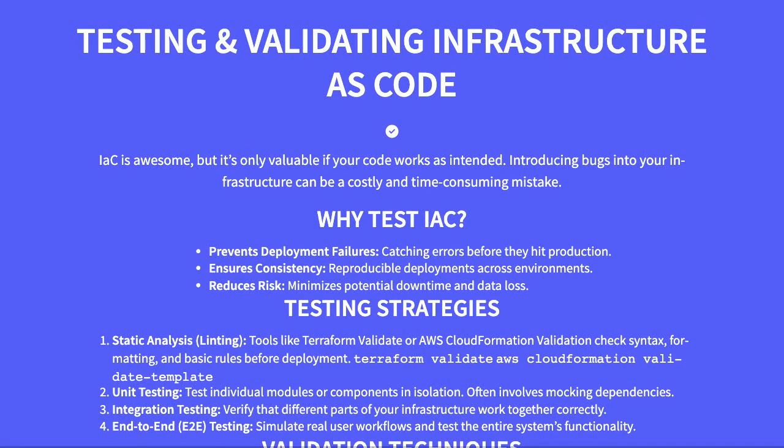Okay, so we've got our infrastructure as code all set up, fantastic. But it's super important to make sure that code actually does what we want it to do. Think of testing IaC like writing tests for any other piece of software. We don't just blindly deploy, we check things out first. First, let's look at why testing is so vital.